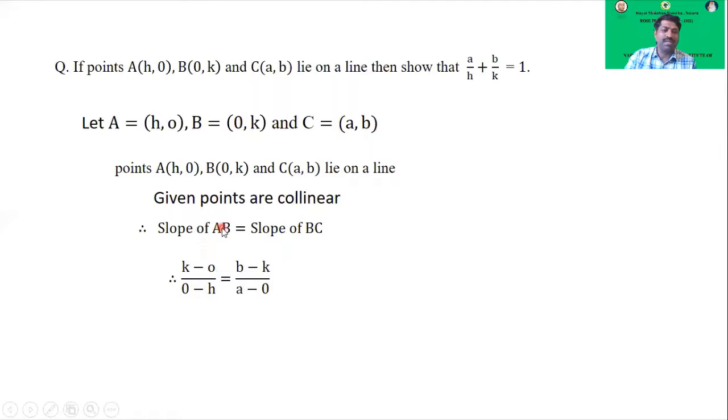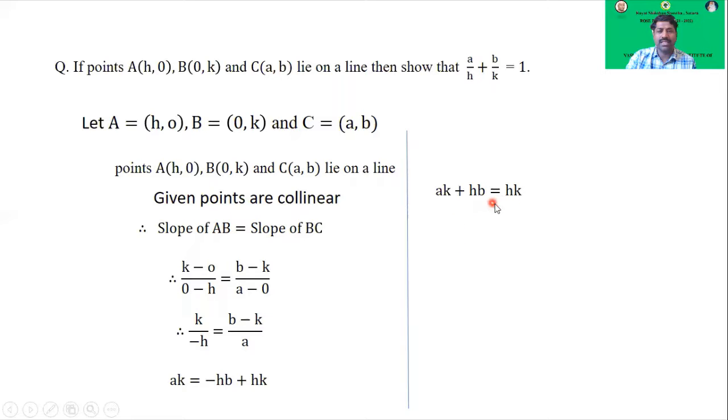So slope of AB is k minus 0 upon 0 minus h, and slope of BC, b minus k upon a minus 0. So k upon minus h and b minus k upon a. Now taking the cross multiplication, ak is equal to minus hb plus hk. So ak plus hb is equal to hk. So transferring this term to the LHS. Now divide both sides by hk, because here we want 1 on the RHS. So a upon h plus b upon k is equal to 1. So this is the relation which we wanted to prove.